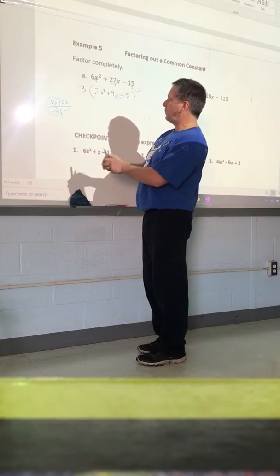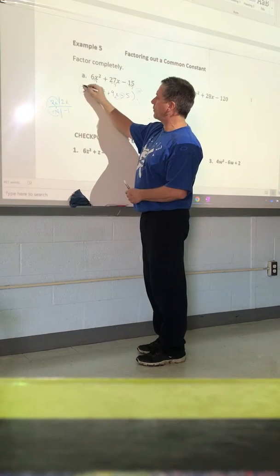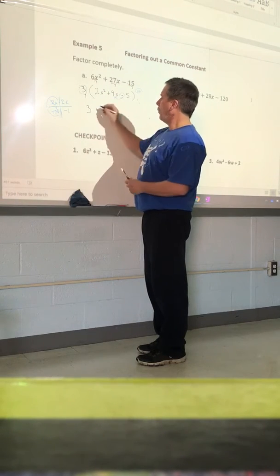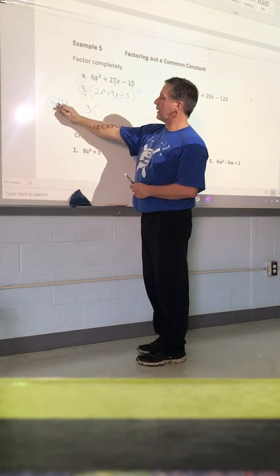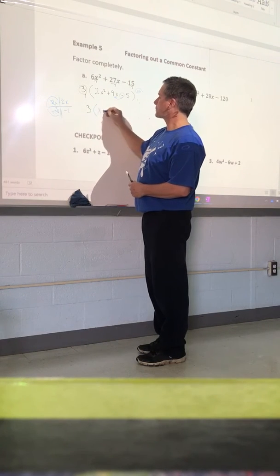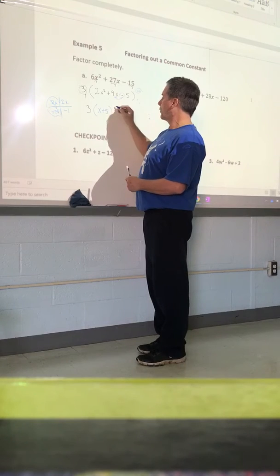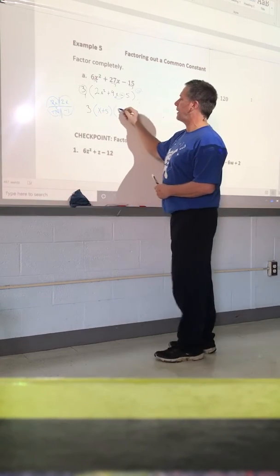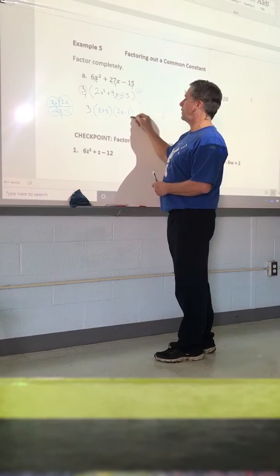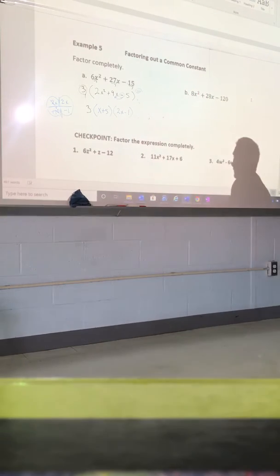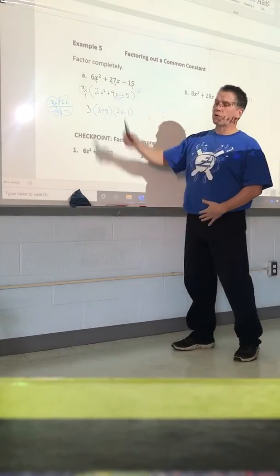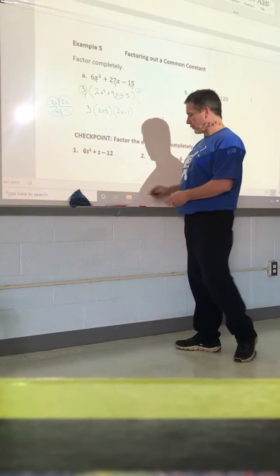So we're going to keep our 3 that's out front, just bring it down. And then we're going to do one set of parentheses, and put in x plus 5. And then another set of parentheses, and we can't factor anything out of that, so we're going to keep it as 2x minus 1, and that is completely factored out. So again, the new step here was trying to factor out that common factor first.